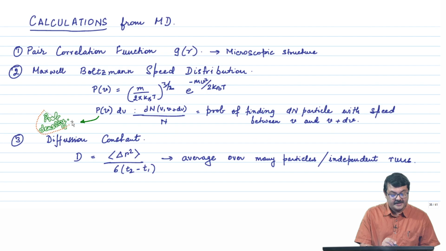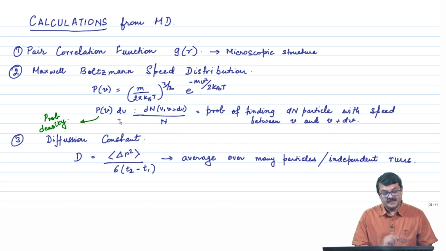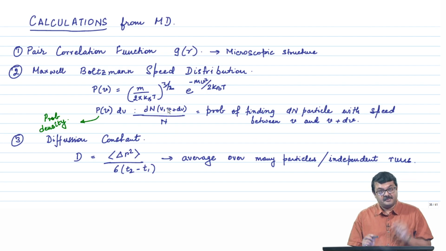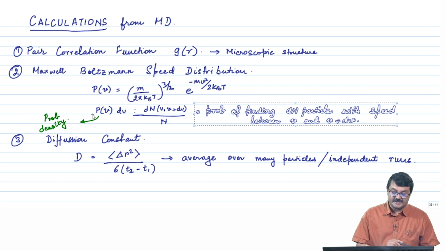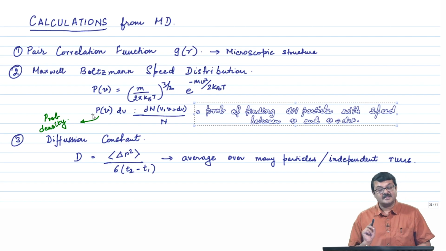P(v) is the probability density, and P(v) dv, dv being the speed interval, is basically the number of particles moving with speed between v and v plus dv divided by n, the total number of particles, and that is the quantity which gives the probability of finding dn particles with speed between v and v plus dv. So, P(v) is the probability density and P(v) dv is the probability.